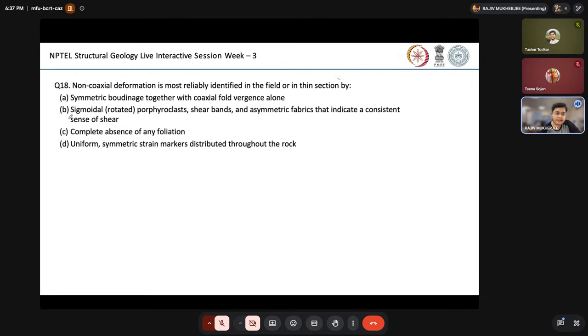Now, immediately when you see this question, you can obviously answer that anything that tells us about a sense of shear has a component of rotation. And already we have discussed that non-coaxiality means there has to be a component of rotation. So that is why option B will be the correct answer because it only tells about the rotation and sense of shear and also the asymmetric nature of the strain of the fabric. So option B will be the correct answer.